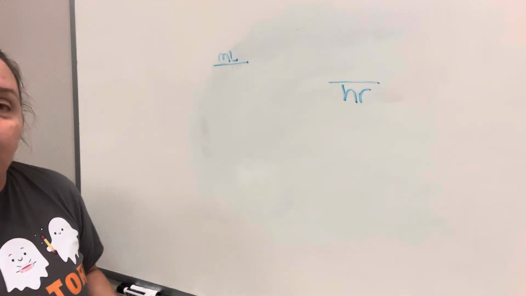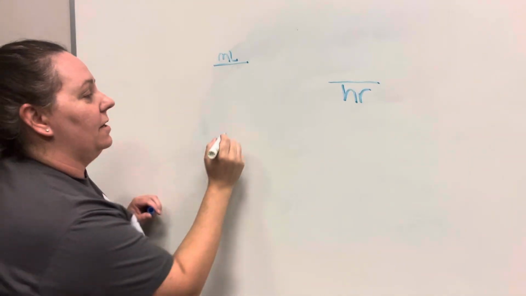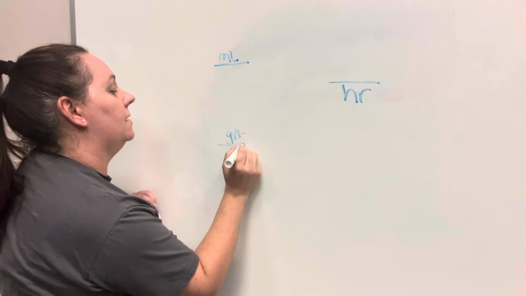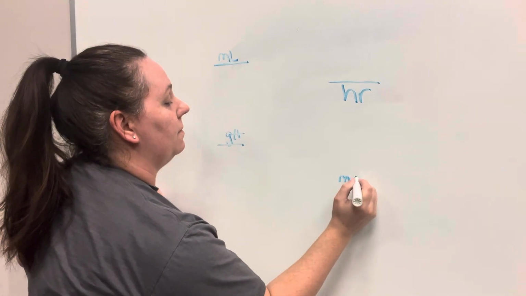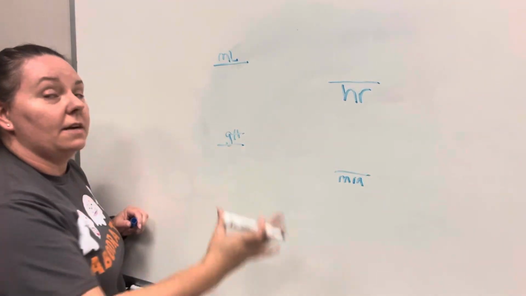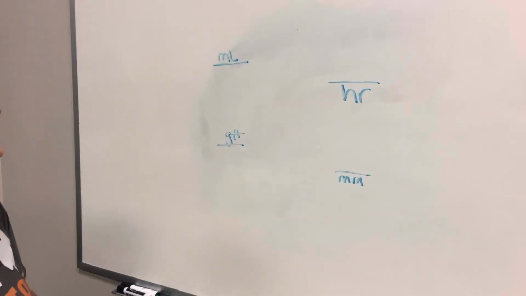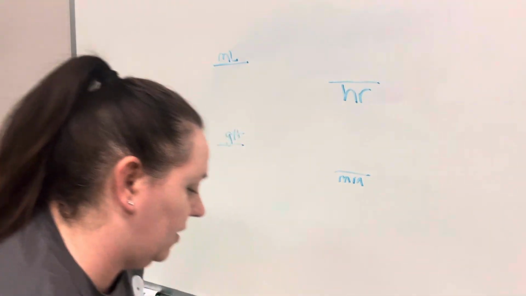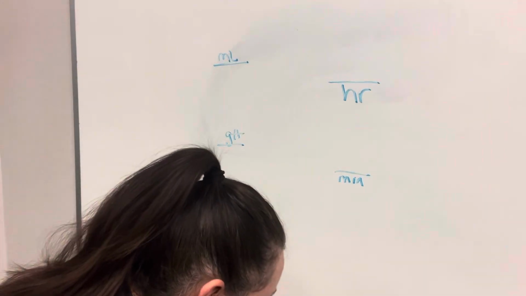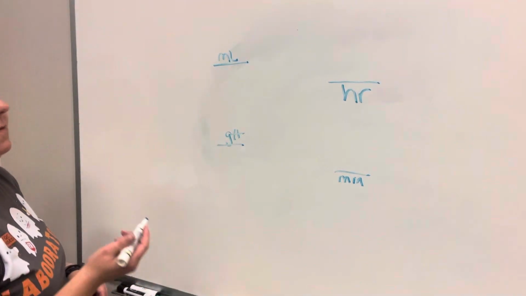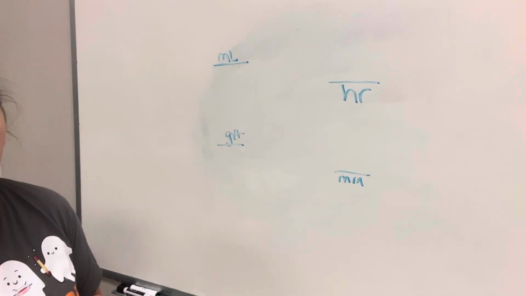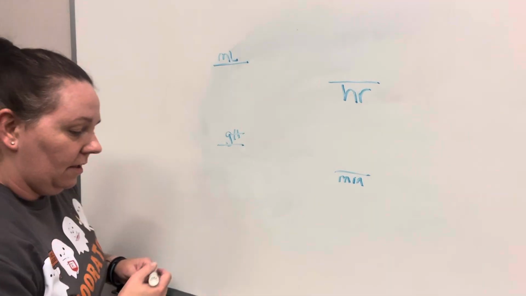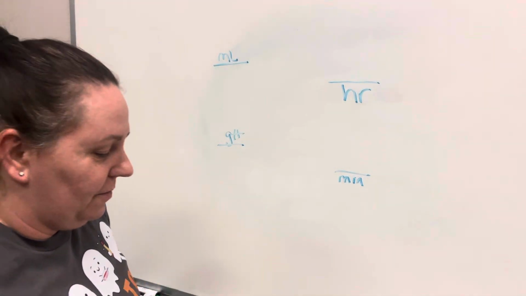Or if you're doing drops per minute, you start on the left side of the equation with drop, and the right side of your equation will be minute. And you just work everything out across the way there. So let me see, for example, say we have an order for 250 milliliters to infuse over 2 hours.